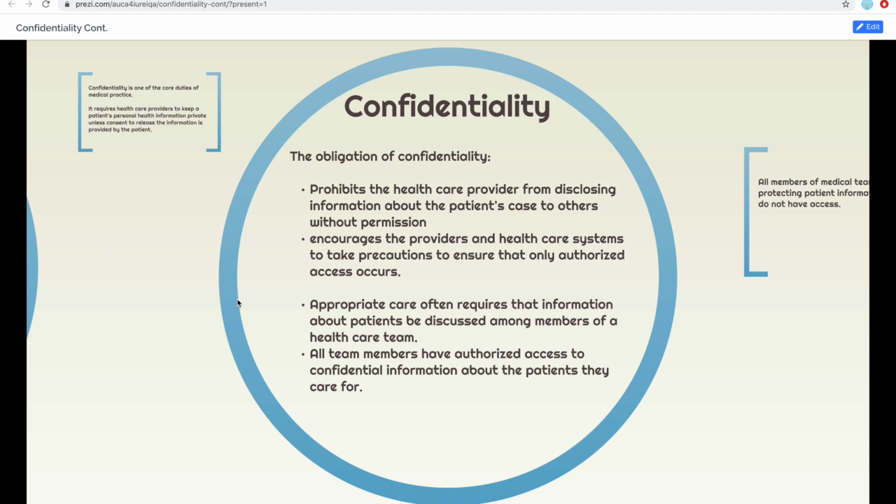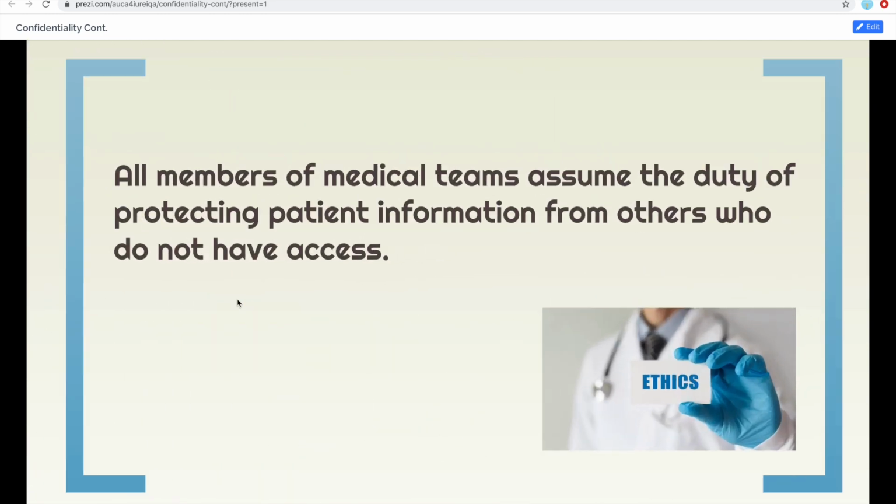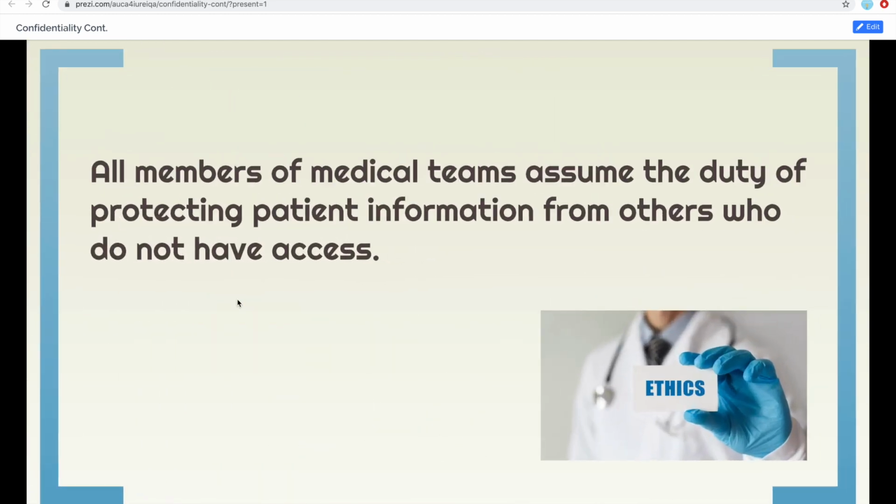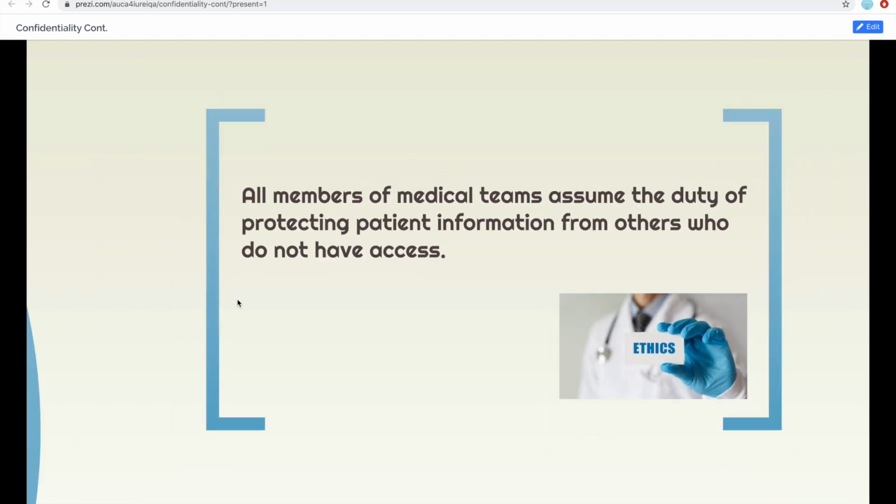Now, it is true that appropriate care often requires information about patients be discussed among the members of a healthcare team, as patients are typically not being treated by simply one person in a medical context. So it should be noted that all team members typically have authorized access to confidential information. However, this also means that all members of medical teams assume this duty of confidentiality to protect patient information, right?